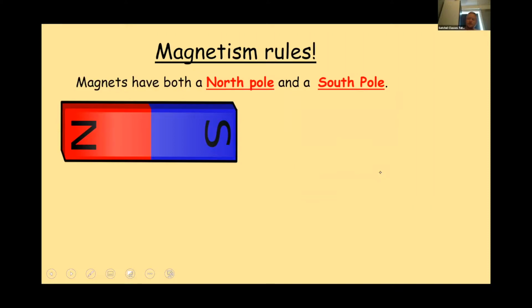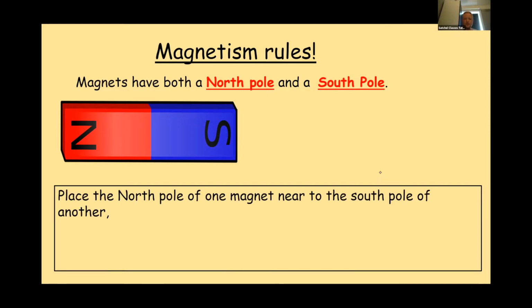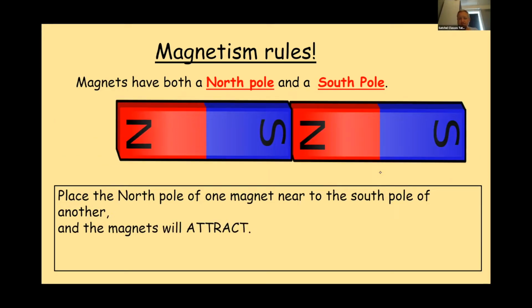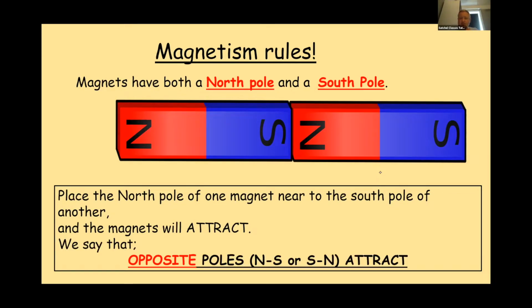So, some rules. This one, pretty much everyone says to me, sir, we know this, but it's handy to go over them again, because later on, what tends to happen is people don't understand why that happens. Magnets have a north and a south pole. Put the north pole of one magnet near to the south pole of another, and I'm sure you're all sat there at home watching saying the same thing, they will attract. We say that opposite poles, north to south or south to north, attract each other.